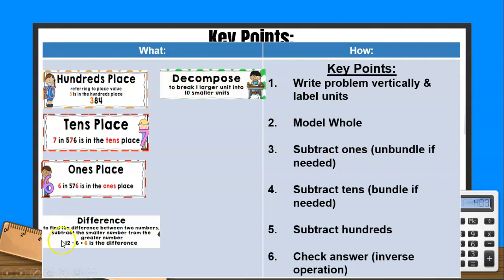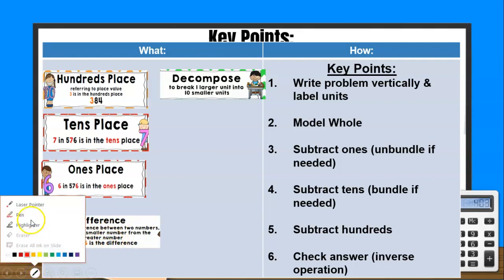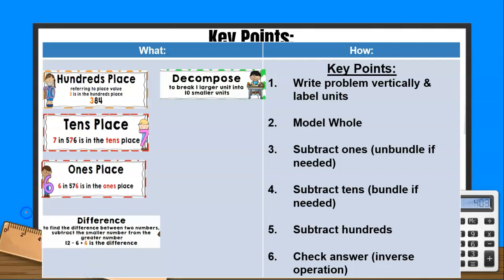And we also have to talk about the difference. Why are we talking about the difference? Because when you subtract, boys and girls, you find the difference between 2 numbers. You take away from the whole. You subtract the smaller number from the greater number, and that's the difference. Okay, boys and girls, today we are going to talk about what model the whole.